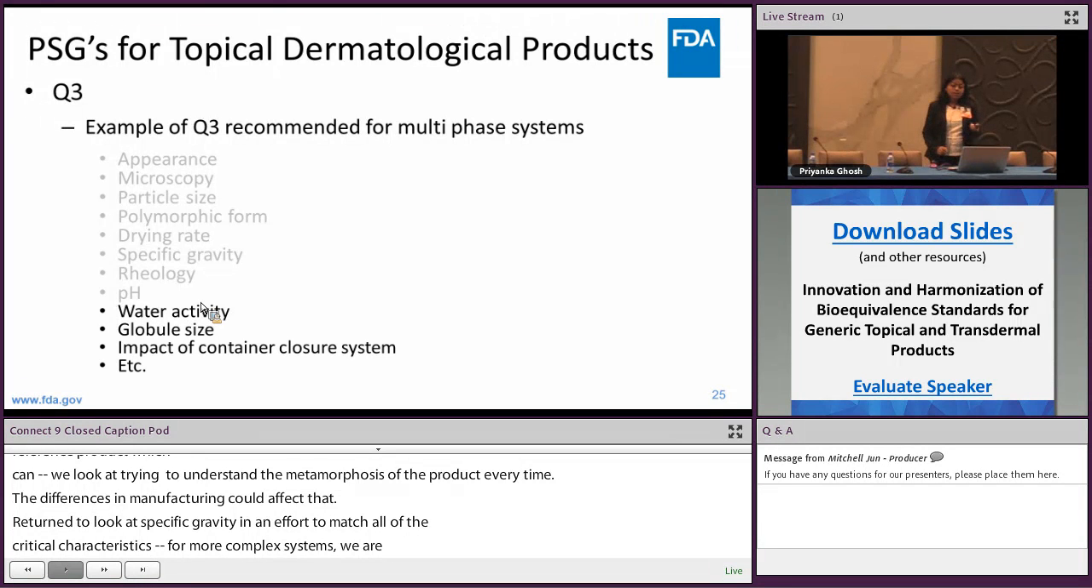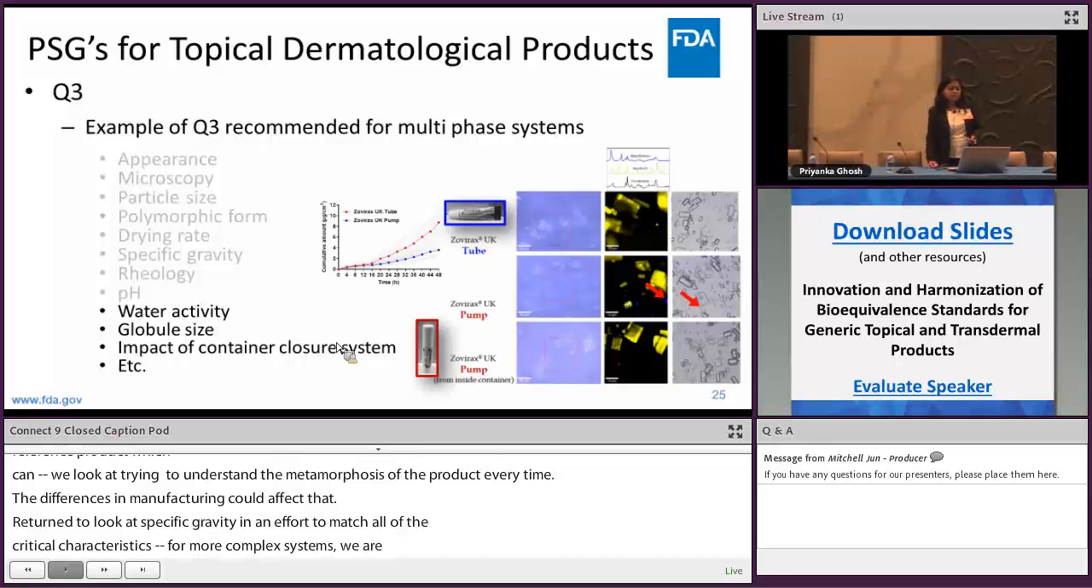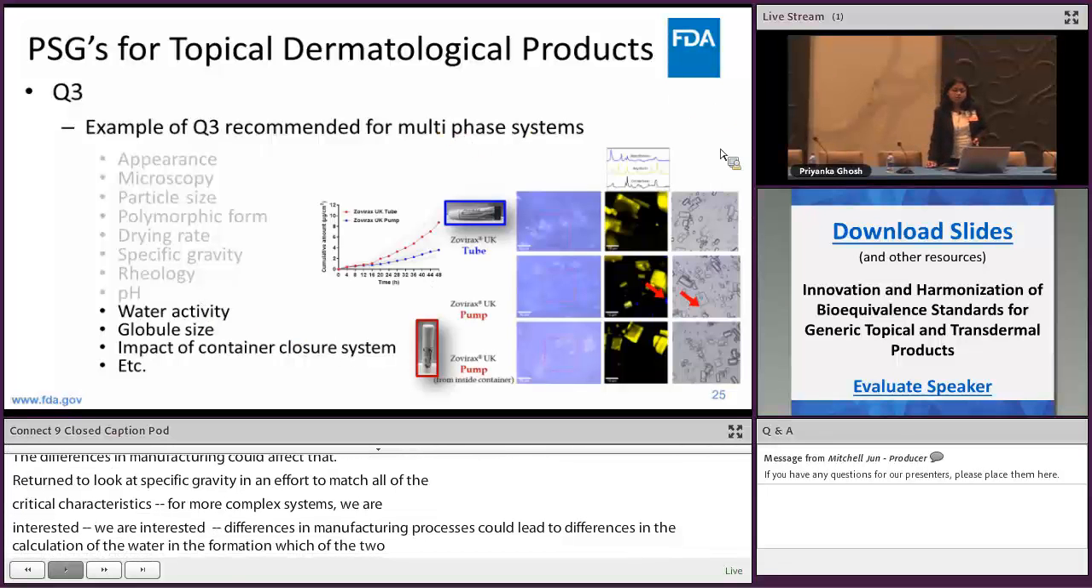We try to look at globule size distribution where it's relevant, and also the impact of the container closure system. And while I'm not going to go through all of this data, microscopy data, spectroscopy data that is shown in the slide here, the take-home message is that when this product that is approved in the UK was dispensed using a tube compared to the pump, there were differences in bioavailability as observed in this in vitro data set just because of how the product was dispensed.